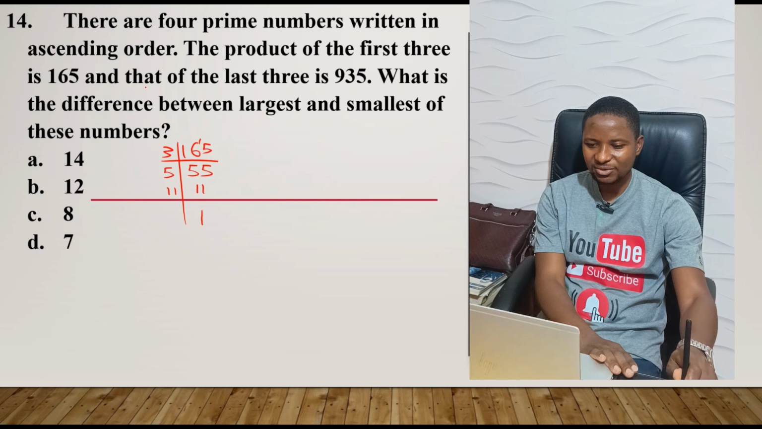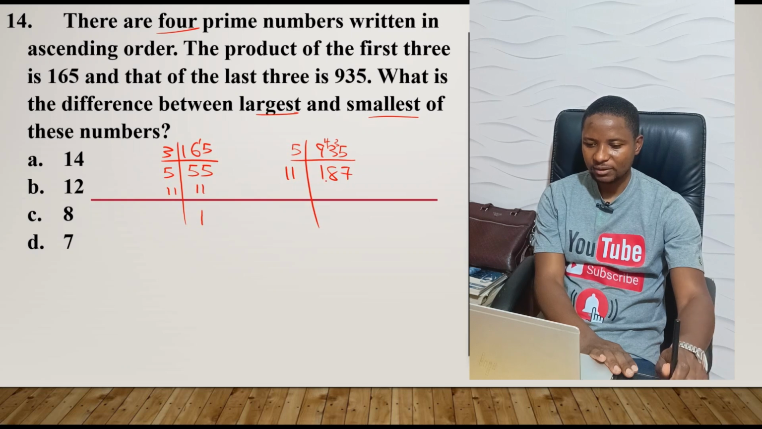And they went for the product of the last 3, which is 935. What is the difference between the largest and the smallest? They gave us a clue. They said there are 4 numbers, and I've gotten 3, 5, 11. So I'm 100% sure that 5 and 11 are part of this other number. 935 divided by 5 gives 1, remainder 4. 5 in 43 gives 8, remainder 3. 5 in 35 is 7. Again, I'm 100% sure that 11 can go, because they said 4 prime numbers and I've gotten 3, so it's just the last one I'm looking for.